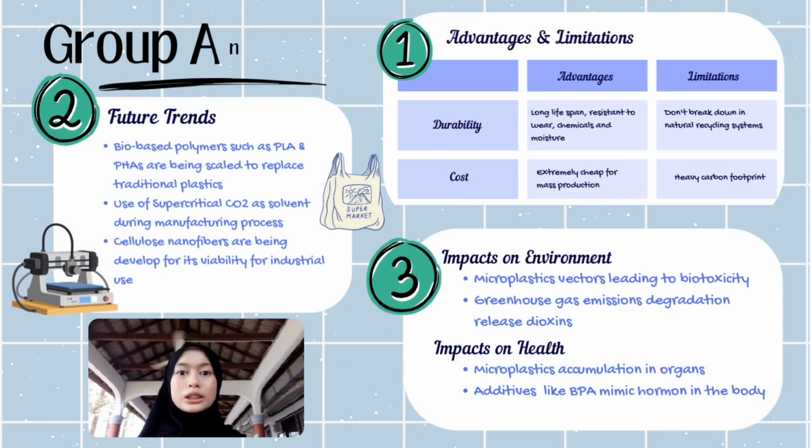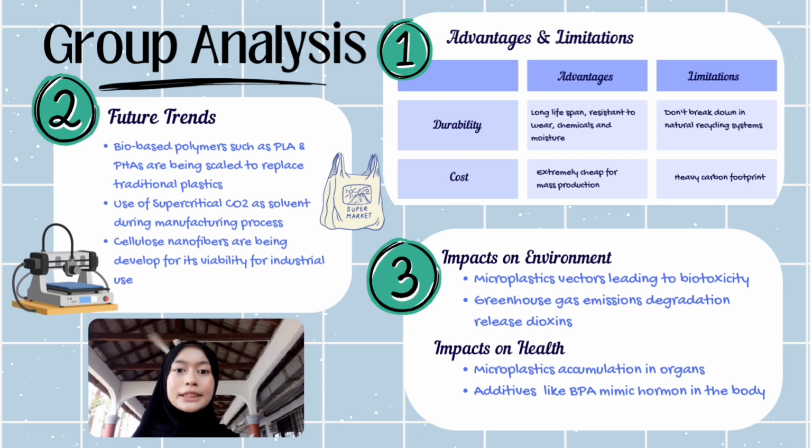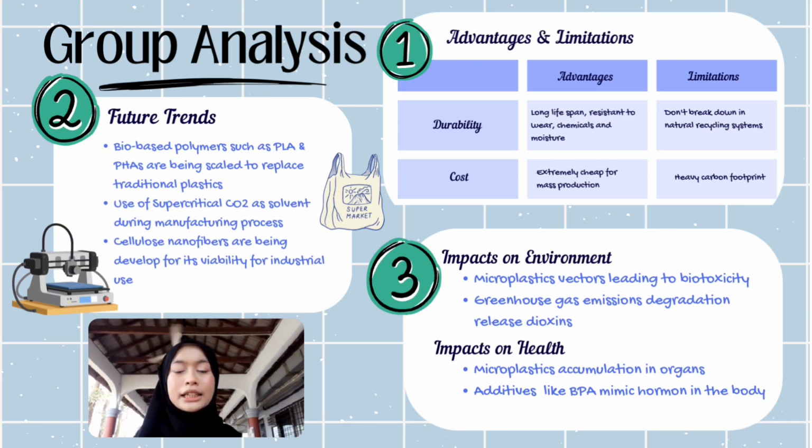For the group analysis, we talked about three things, that is the advantages and limitations, the future trends, and lastly the impacts on health and environment. Firstly, for the advantages and limitations, we compared it in terms of durability and cost. For the durability, synthetic polymers have a long lifespan, with resistance to chemicals, water, and moisture. However, they do not break down in natural recycling systems. Next, for cost, synthetic polymers are extremely cheap for mass production. However, they have heavy carbon footprints due to the production being tied to non-renewable sources.